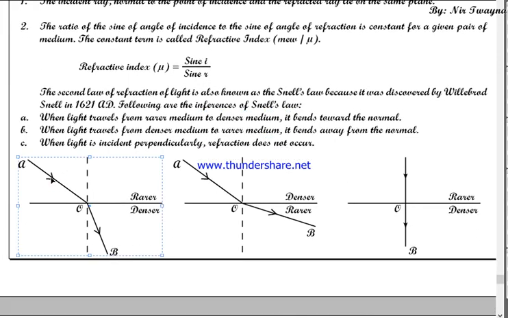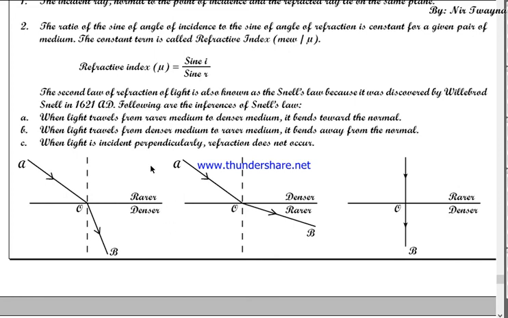First, when a light ray travels from a rarer to a denser medium, it bends toward the normal, and we have discussed it already. It is because of the decrease in the speed or velocity of light. Due to that, the angle of refraction is decreased as well.